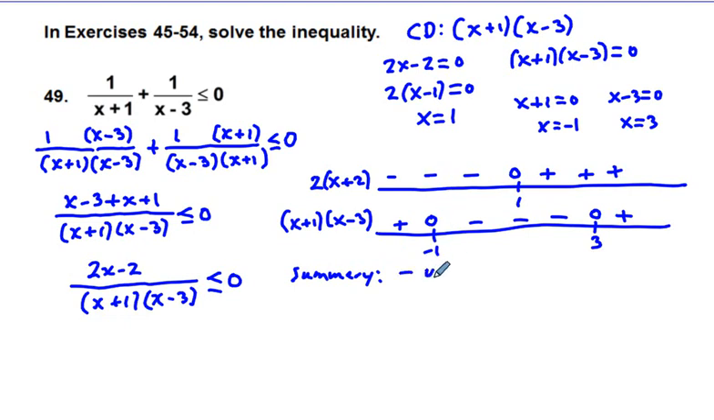divided by 0, which is undefined, negative divided by negative, which is positive, 0 divided by 1, which is 0, positive divided by negative, which is negative, positive divided by 0, which is undefined, and finally positive divided by positive, which is positive. So what we have here is our answer. Okay, I'm going to rewrite the summary form, 1 over x plus 1 plus 1 over x minus 3 is less than or equal to 0.